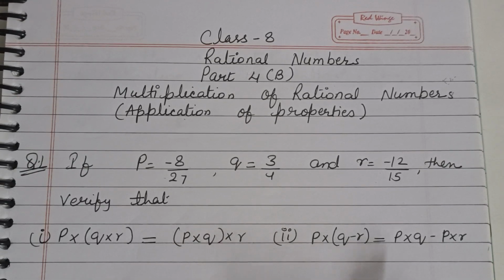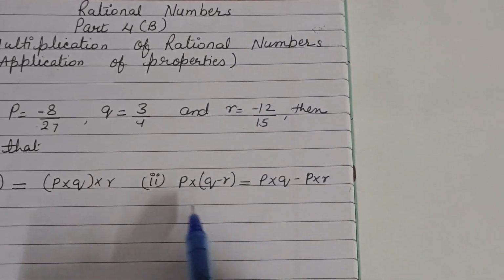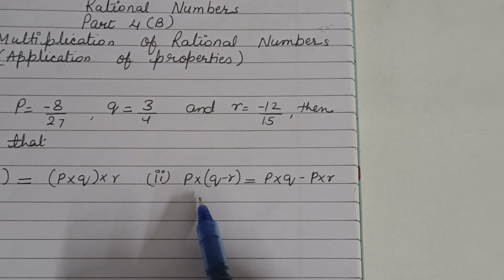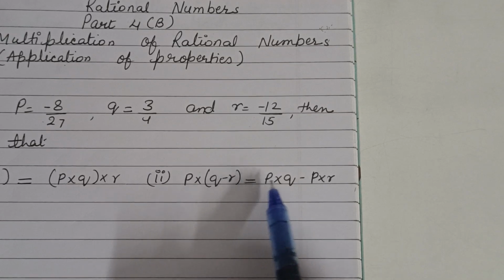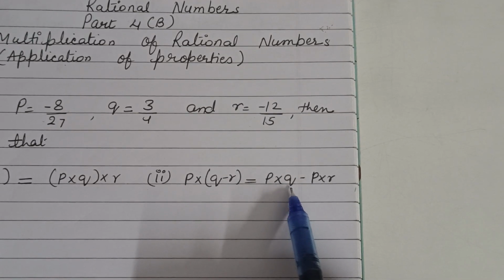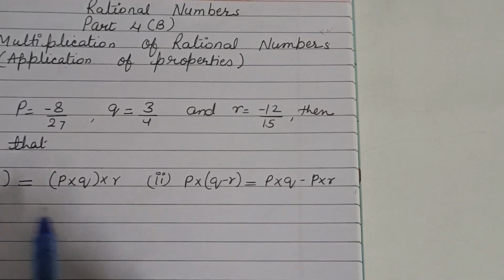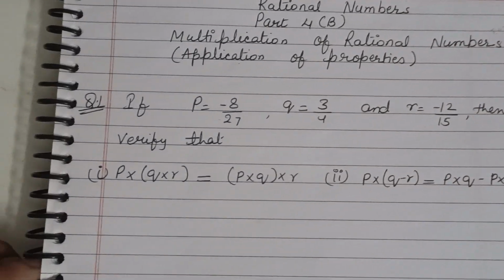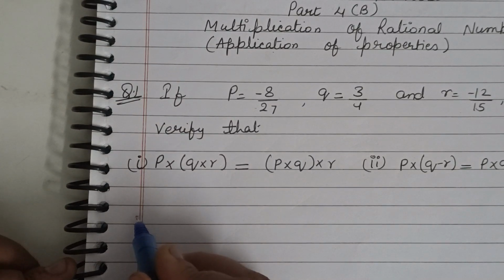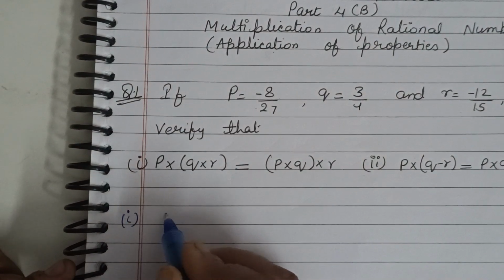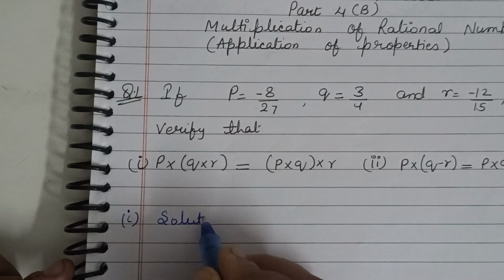multiplied by r. Okay, and the second property that is required to be proved is p multiplied by bracket q minus r equals p multiplied by q minus p multiplied by r. We will solve both the parts one by one. So the very first we are going to do part 1. So its solution we will do.